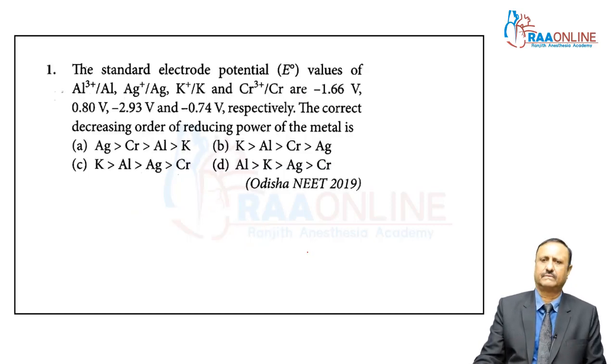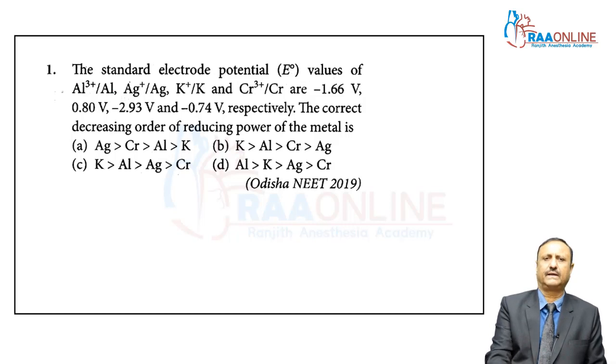Now, number 1. This question was asked in Odisha NEET 2019. The standard electrode potential E naught values for Al plus 3 to Al, Ag plus to Ag, K plus to K are given. You can see here these are reductions, my dear students, because the metal ion takes the electrons and is converted into metal. So here the reduction potential is given, and he is asking the order of reducing power of the metal.